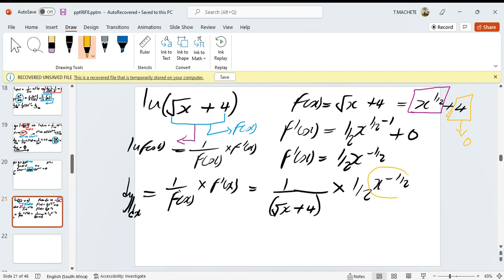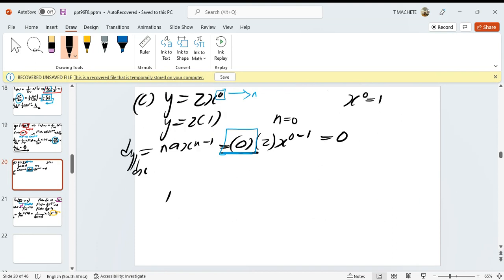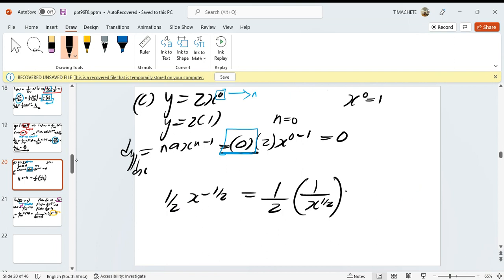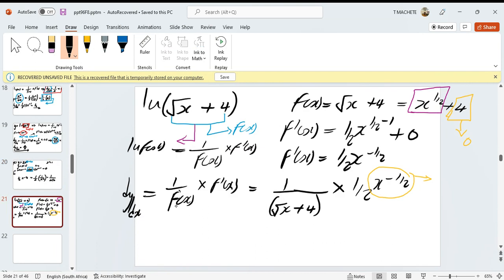Guys, you see this right here? You can write it with a positive exponent. Let me show you. If you've got 1 over 2 x to the power minus half, to write it in the form of a positive exponent, you can split this and say 1 over 2, open bracket, 1 over x to the power half, which is the same as 1 over 2 square root x. So you can write it that way if you want as your final answer. In fact, just write it that way.